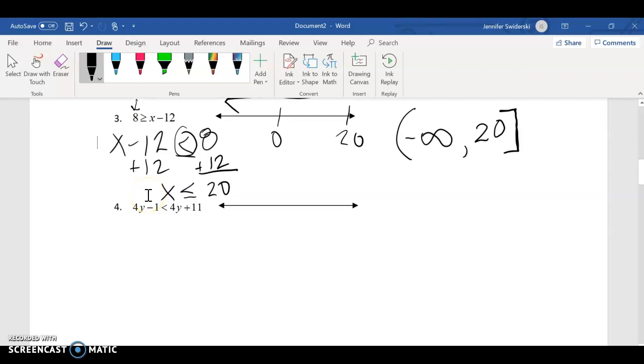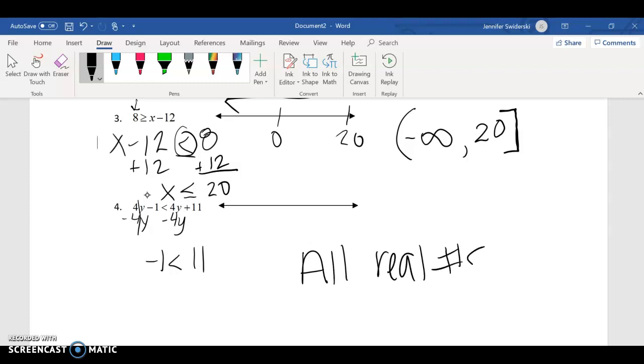Number 4 is interesting. If I subtract 4y and subtract 4y, those cancel. I get negative 1 is less than 11. Well, is that statement true? Is negative 1 less than 11? Yes, negative 1 is less than 11. So any number I plug in for y will make this statement true, which means all real numbers for this one.